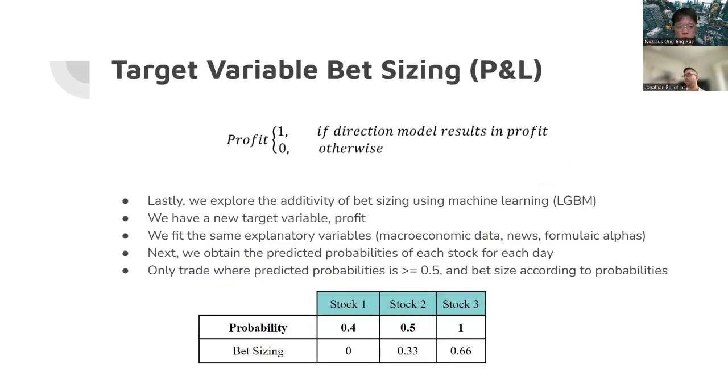So lastly, we want to use another machine learning model for bet sizing. So we define a profit variable, 1 if the direction model results in profit. So if it predicts 1 and you actually profit from that trade, and 0 otherwise.